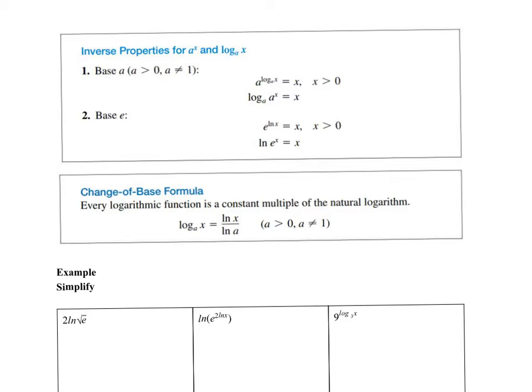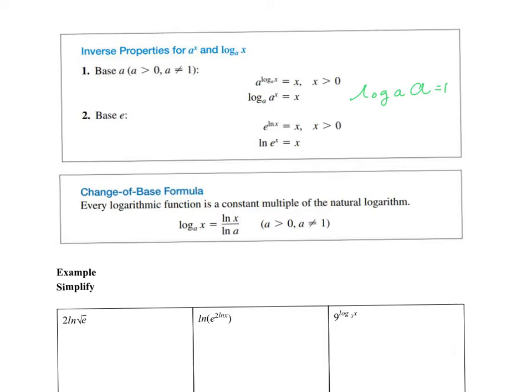And it may be because you might remember that if you have log base a of a, that is 1. And if you have log base a of a to the x, the x goes to the front. Okay, same thing for base e.